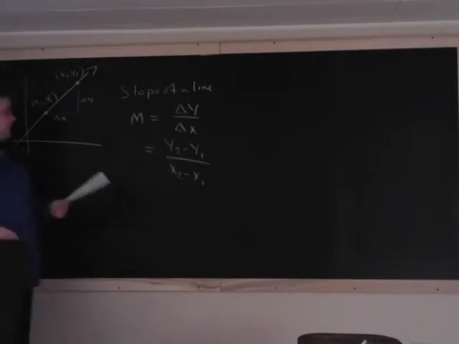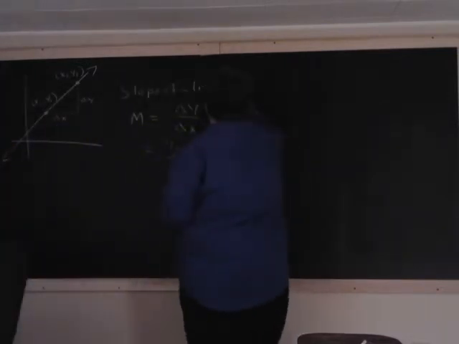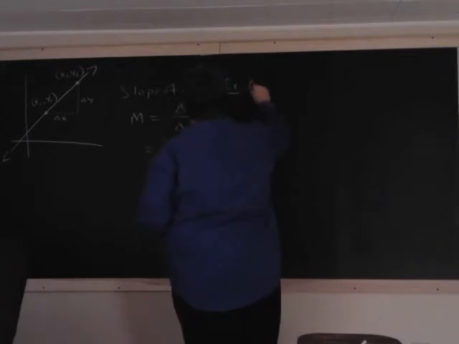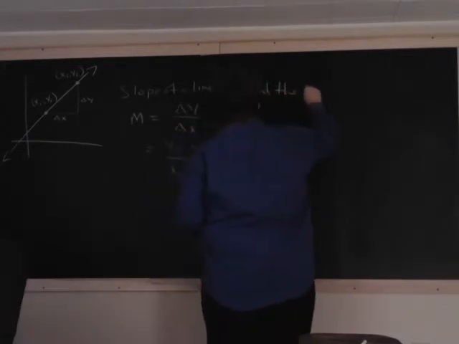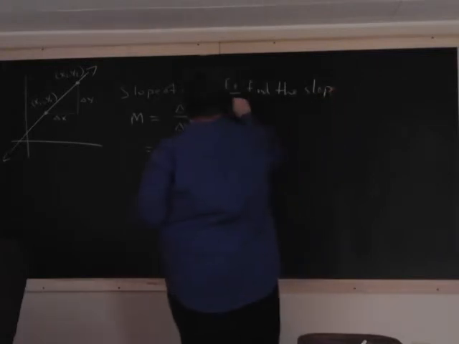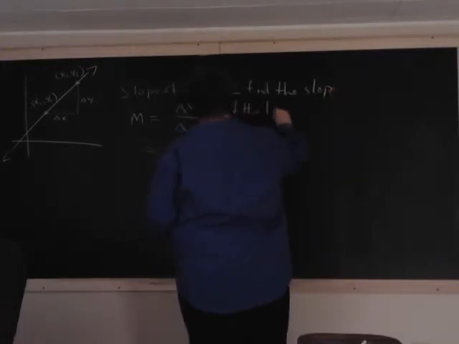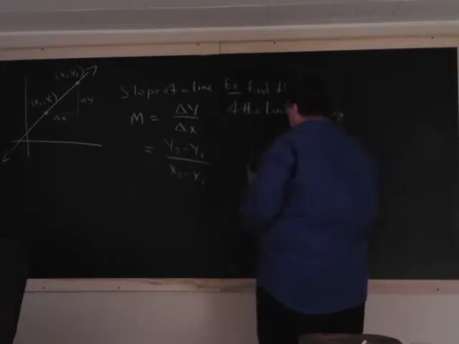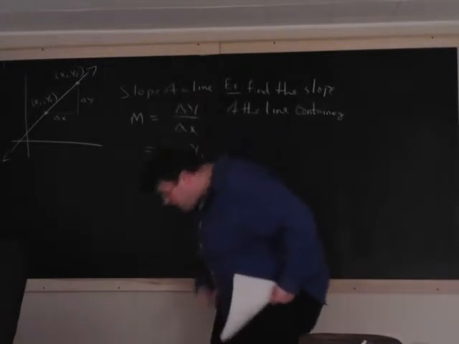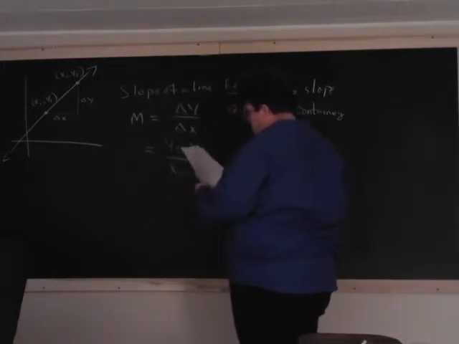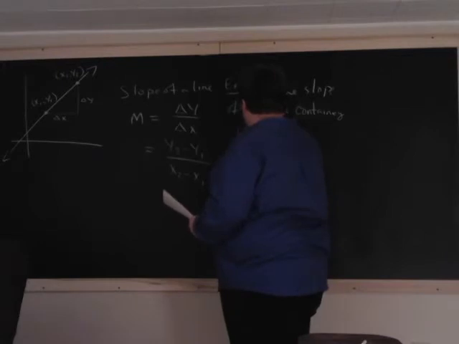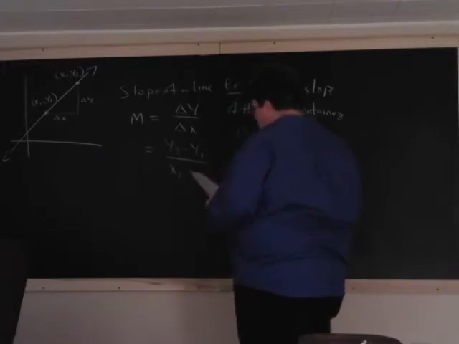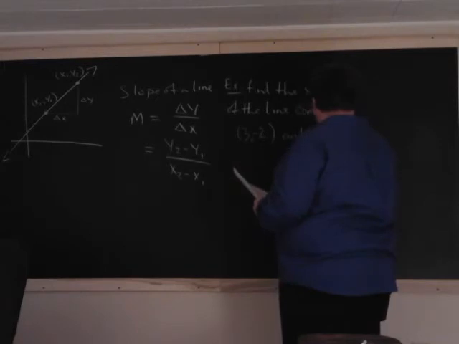So let's look at an example. Find the slope of the line containing these 2 points: 3, -2, and -5, 1.